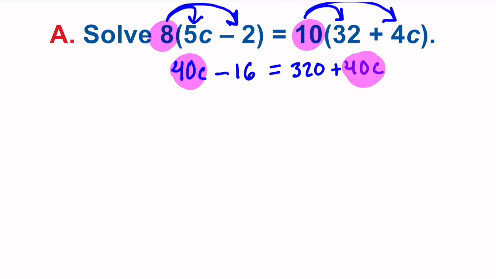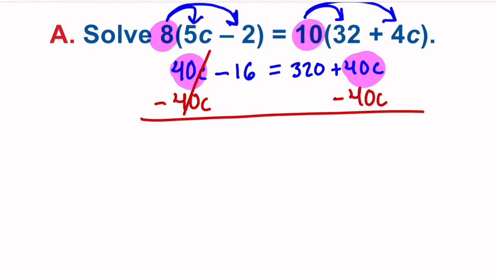Now that we have that distributed, the trick is to always look at the variables and choose the smallest one, but in this case they're the same number, so it doesn't really matter which one you choose. So we're going to do minus 40c on both sides of the equation. As you can tell, on both sides they cross out because you get 0. So that's interesting. We bring down negative 16, bring down the equal sign, and then 320.